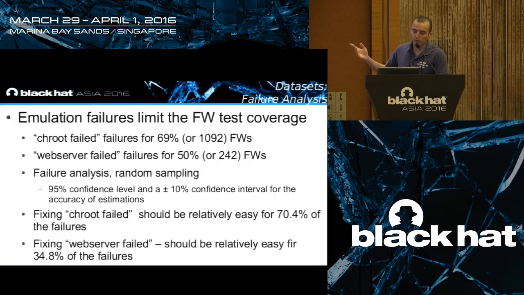So what we saw after analyzing these around 100-something logs is that if we apply relatively easy fixes, 70% of the chroot failures can be avoided. Basically, sometimes the chroot takes longer or is not properly detected because the environment is set up in a strange way. So if you improve the chroot mechanism and chroot detection, then you can improve the chroot process itself.